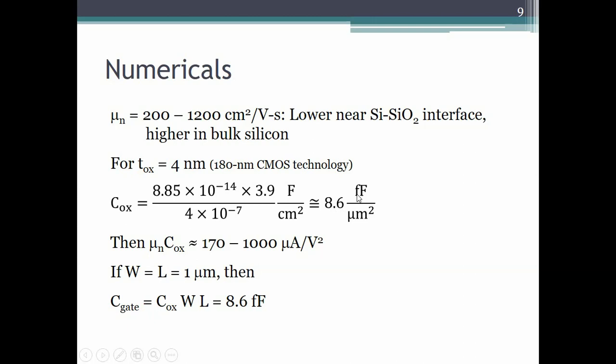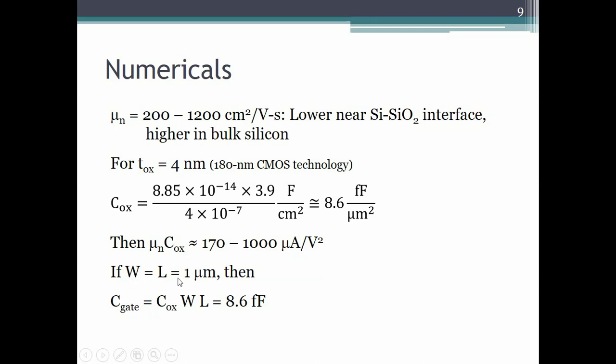Femto is 10 raised to minus 15. Alright, so the oxide capacitance of this 180 nanometer technology is of the order of about 9 femtofarad per micrometer squared. And then mu n Cox, so we multiply mu n and Cox, is of the order of 170 to 1000 microamp per volt squared. So these are the dimensions of mu n Cox, microamp current per voltage squared.